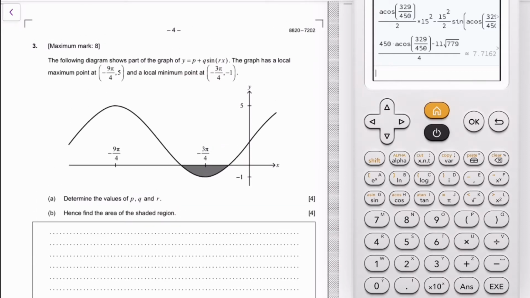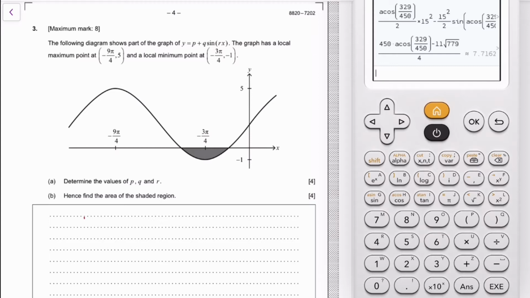So if you know your stuff, then you should know Q is the amplitude. So what's the amplitude? This is 1, this is 5. Amplitude is measured from the middle, go up to the top. So the amplitude is 2. That means Q is 2.